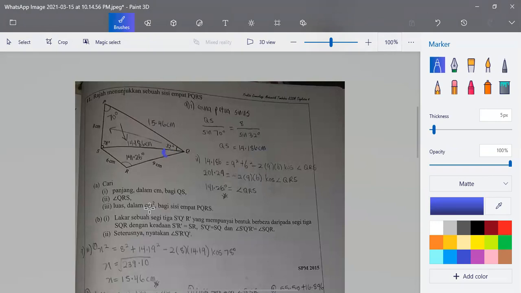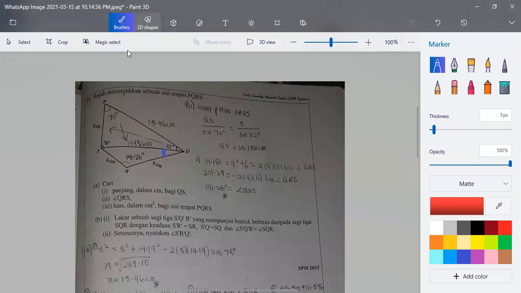So in this case, the line that can be moved would be SR. SR is a potential line that could be moved. There are a few ways that you can move it. So it could be that the line becomes like this.